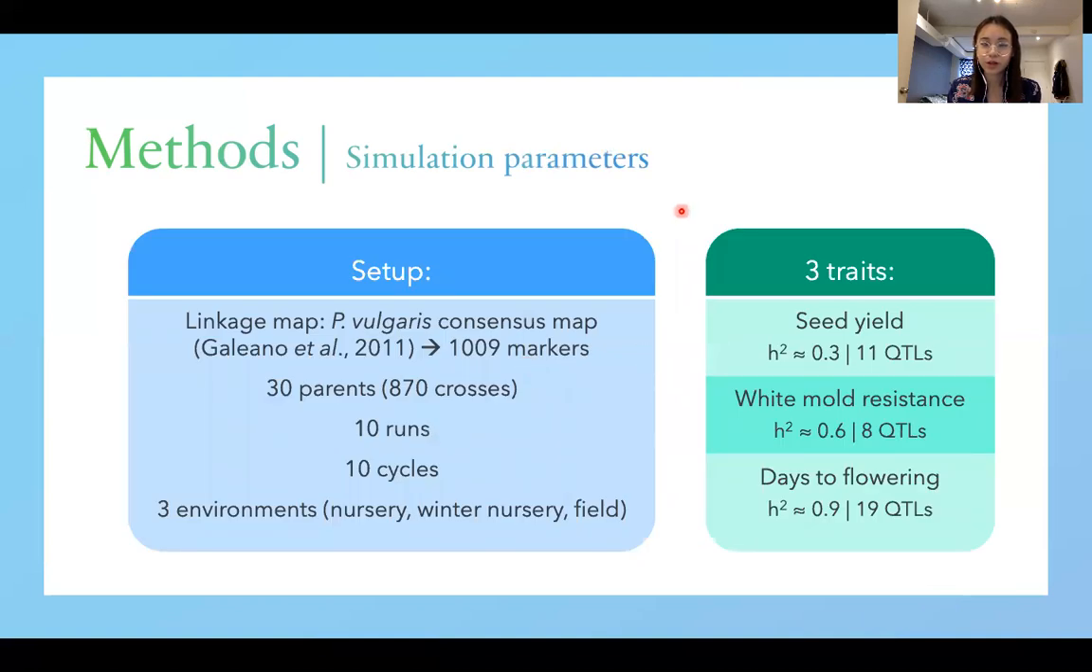So here are the simulation parameters. I use the linkage map reported by Galliano et al. containing 1009 markers. Here's some other parameters. And I simulate 3 traits: seed yield, white mold resistance, and days to flowering, each with different heritabilities and number of QTLs.